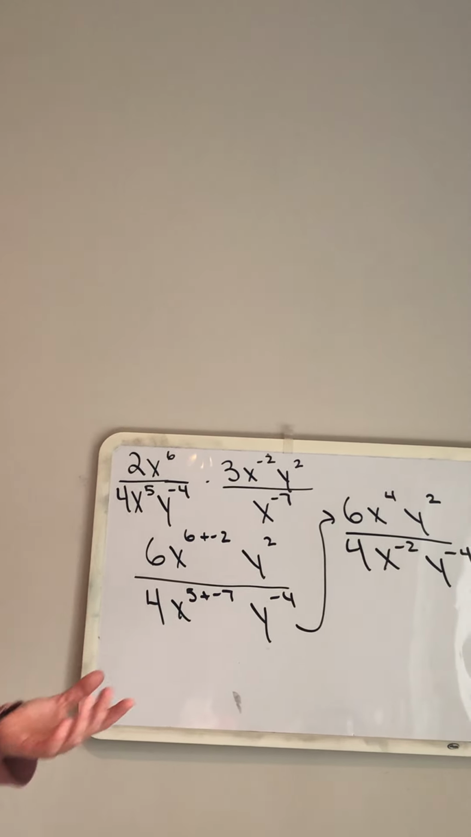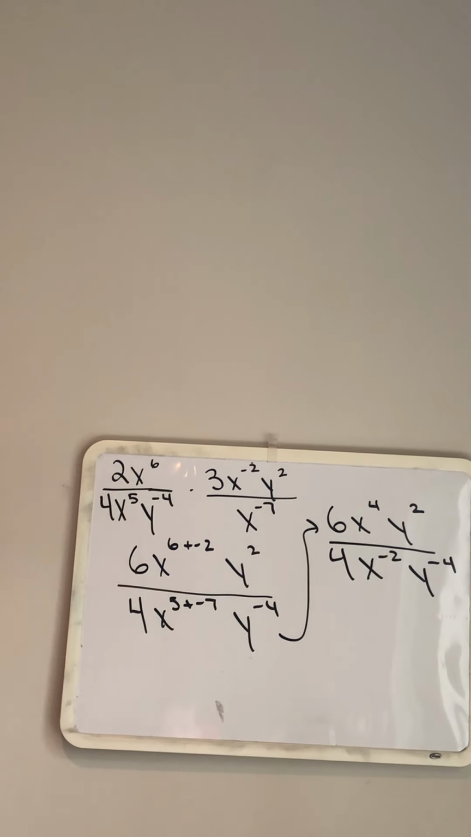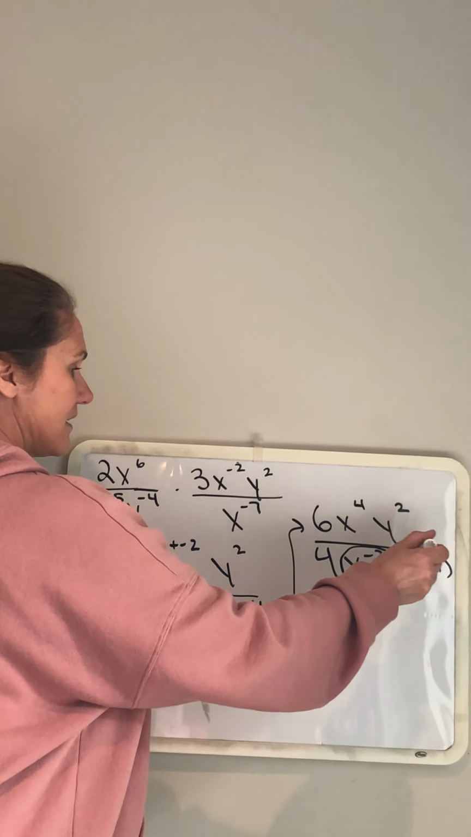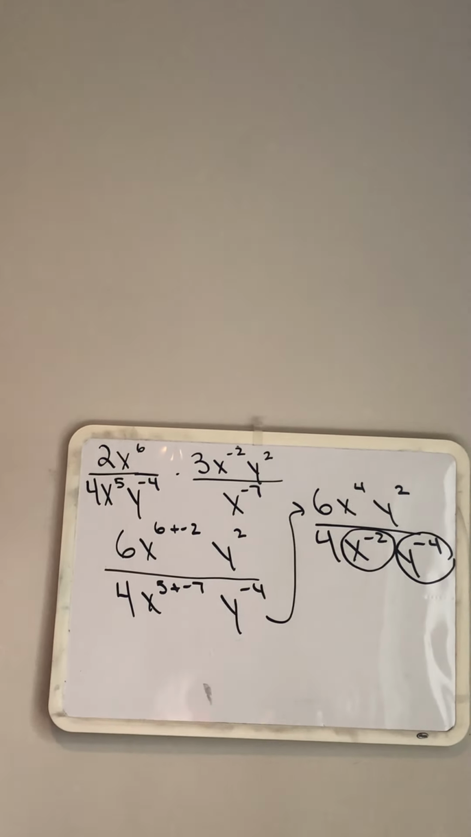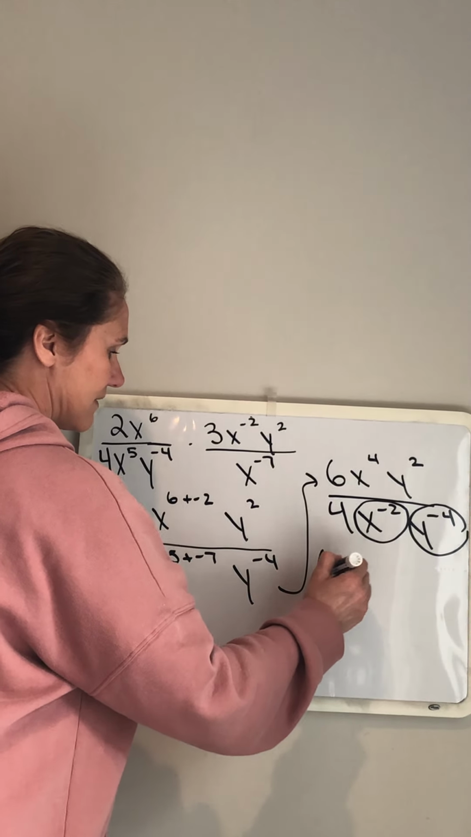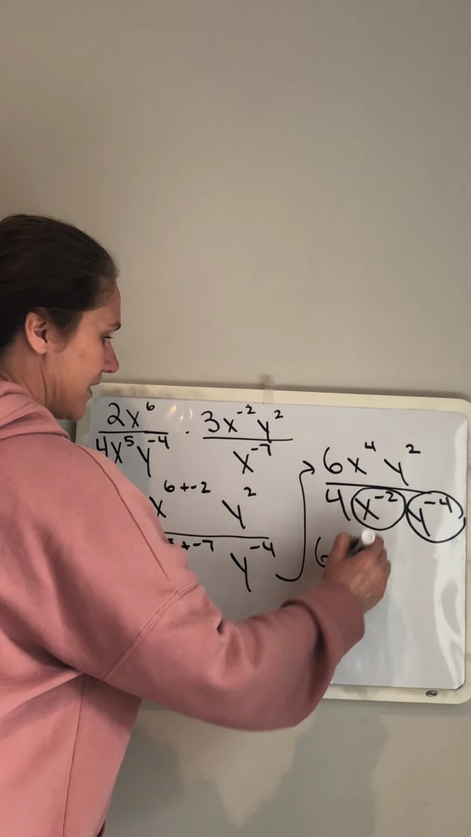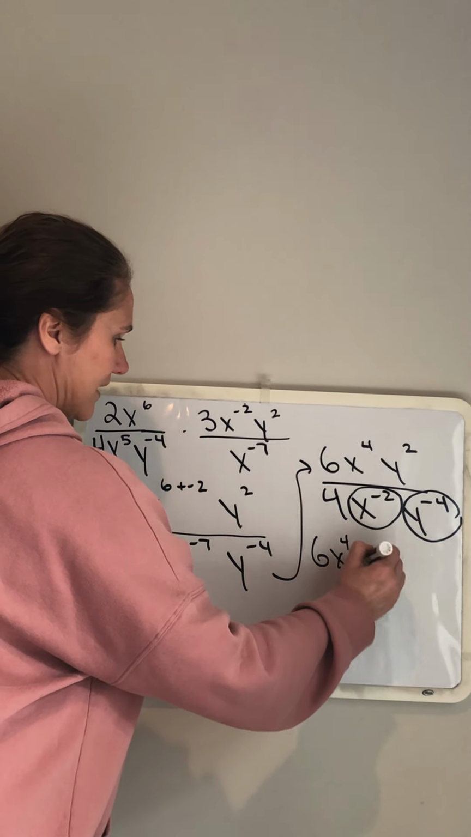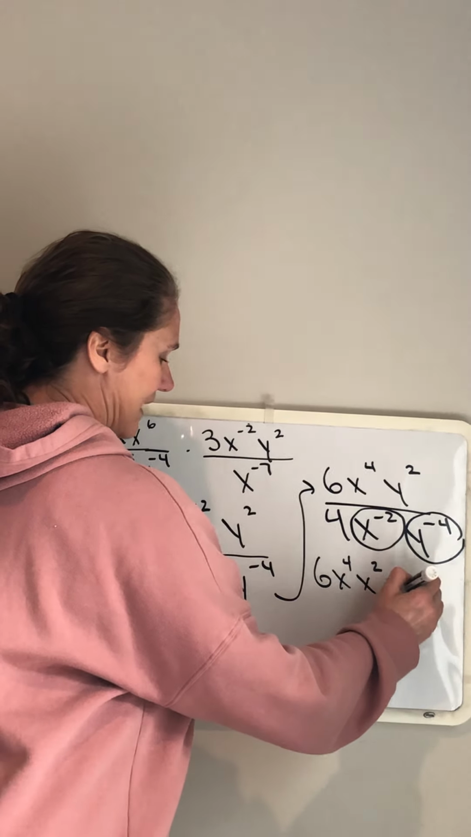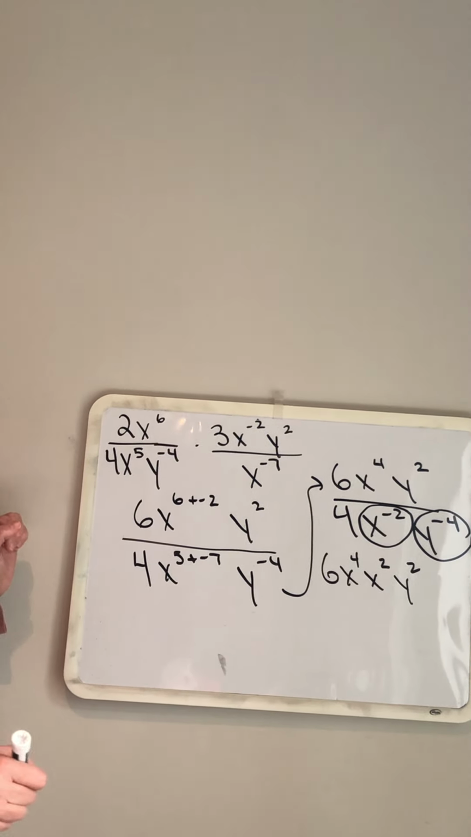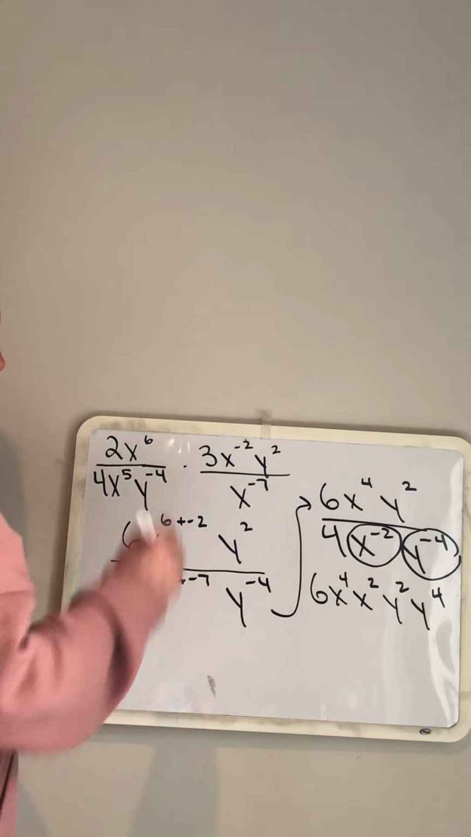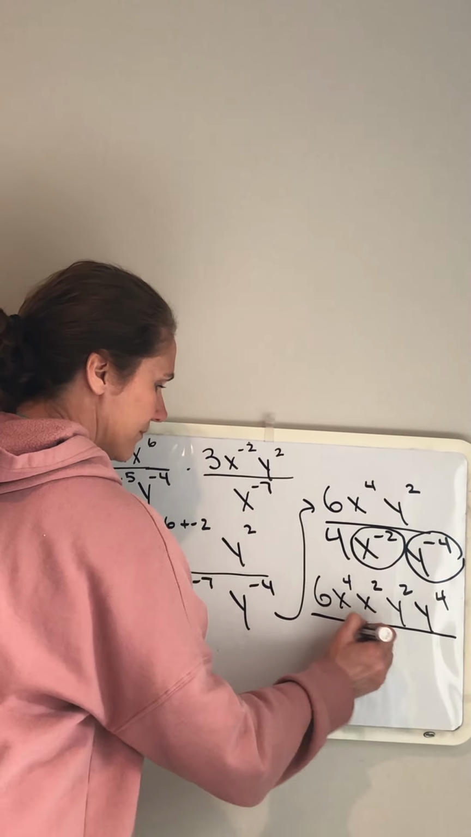Okay, now I see that there's negative exponents. That means I have to relocate. So the x to the negative 2nd is moving up. The y to the negative 4th is moving up. Nothing else is moving. So in your numerator, you have 6 x to the 4th that was there before, x to the 2nd that just moved up, y to the second that was there before, y to the fourth that just moved up. In the denominator, you have a 4.